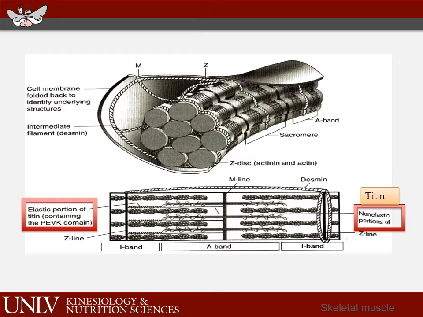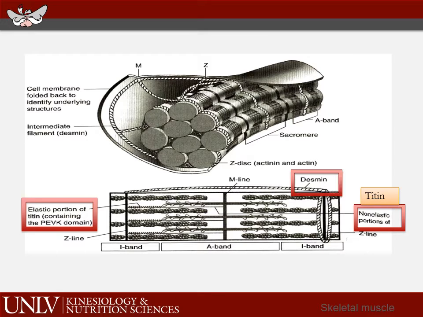So this is where you're able to produce a greater force during that eccentric contraction, because as you can see, that elastic portion is kind of wound up like a spring. So as that stretches, it's getting taut, like think about doing a plyometric. You're taught to store and release that stretching or that stress through force production, and that's what the PEVK domain is doing there.